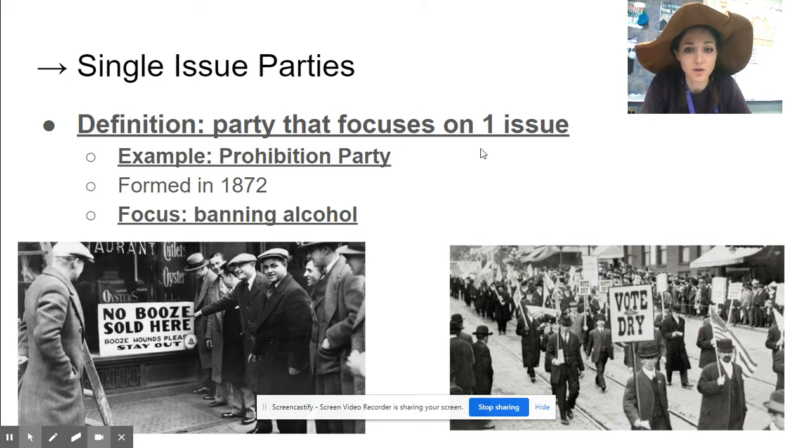So even though they don't win the Oval Office, they don't win the presidency, they still make a difference in politics, which is why we care about them. If you need more time to write this down, go ahead and put the video on pause, push play when you're ready.